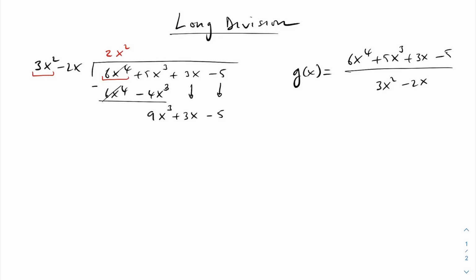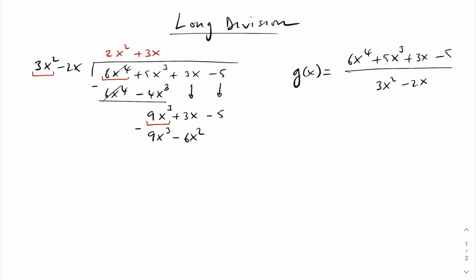And so we're going to go ahead and repeat this process. And the leading term here is now 9x cubed. Divide that by the leading term of the divisor. That's going to give us 3x. And then we're going to multiply the 3x with the divisor and put it down here. So we're going to get 3x times 3x squared, giving us 9x cubed. Then 3x times negative 2x, giving us negative 6x squared.